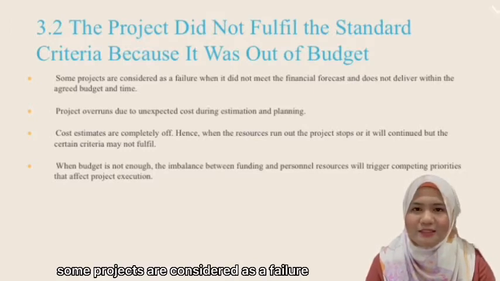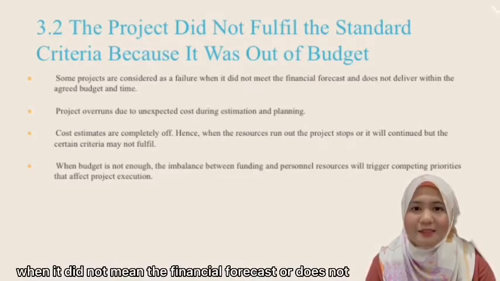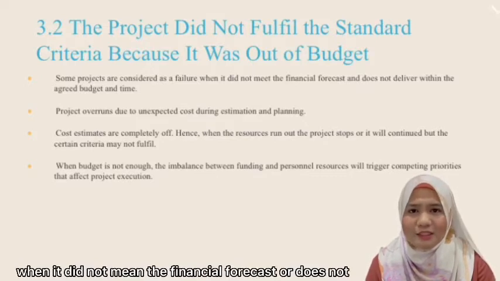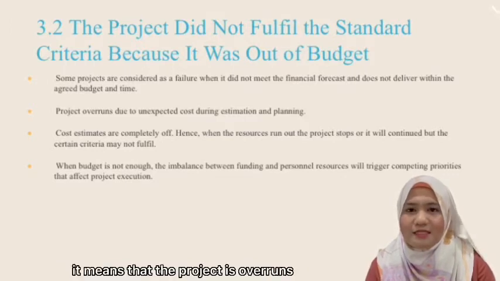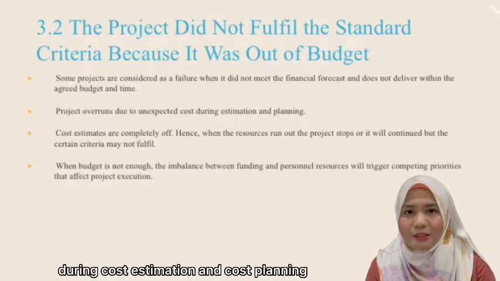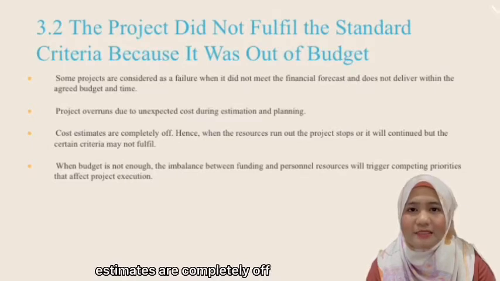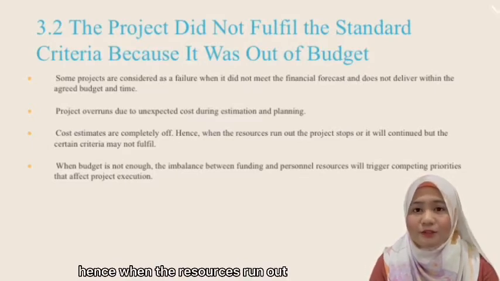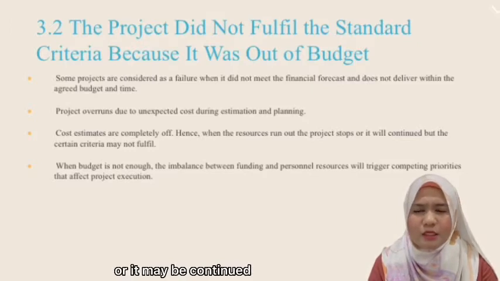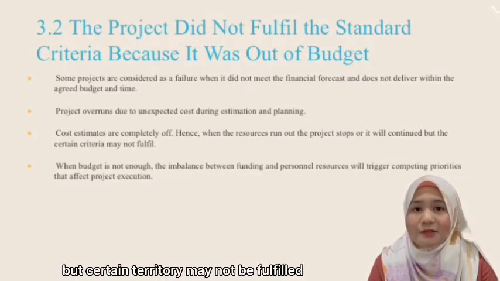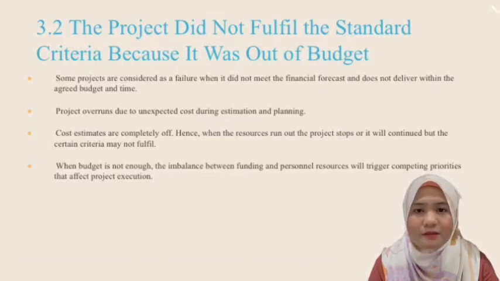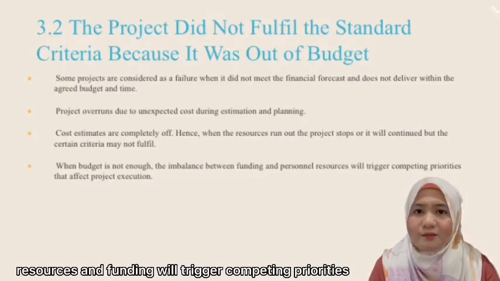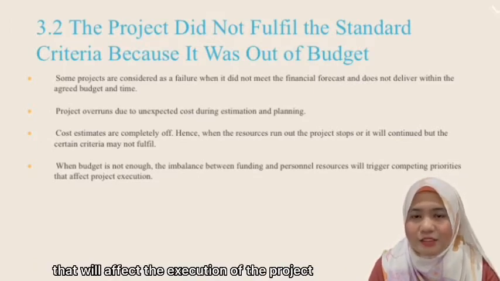Well, some projects are considered a failure when they do not meet the financial forecast or do not deliver within the agreed budget and time. It means that the project is overrun due to unexpected costs during cost estimation and cost planning. There are times when the cost estimates are completely off. Hence, when the resources run out, the project stops, or it may continue, but certain criteria may not be fulfilled. When the budget is not enough, the imbalance between personnel resources and funding will trigger competing priorities that will affect the execution of the project.